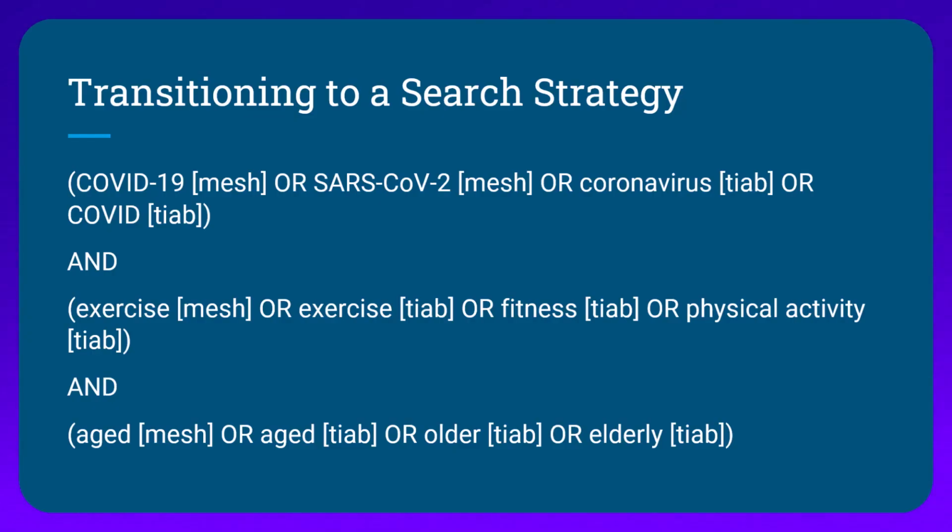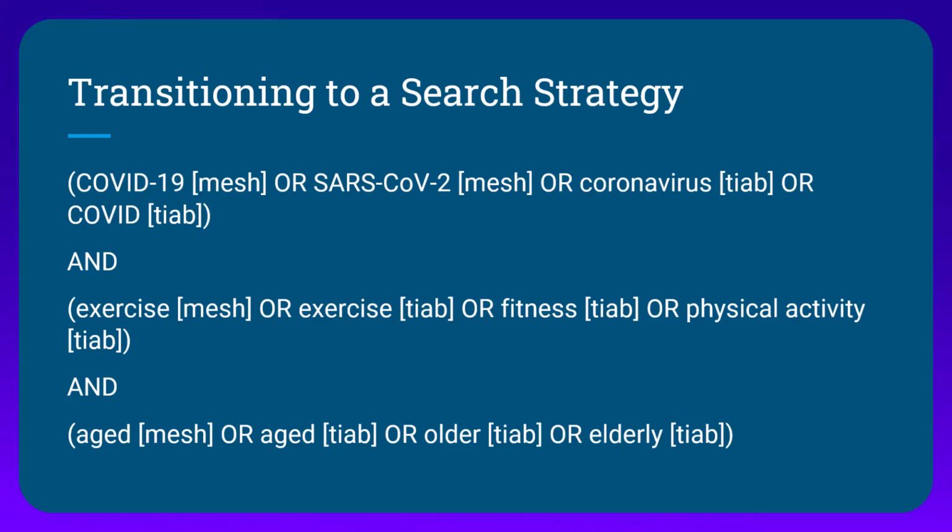Similarly, for the second set of terms, I identified exercise as a good MeSH term. And to that, I added several title abstract keywords: exercise, fitness, and physical activity. And the same for the final set of terms, the MeSH term for aged alongside the keywords aged, older, and elderly. You'll notice that I connected all of the synonymous and related terms by the Boolean OR.